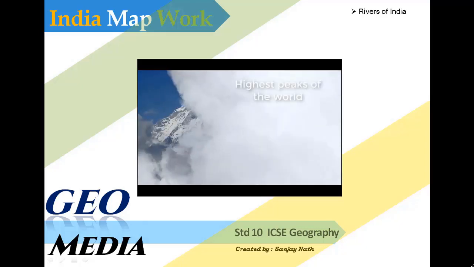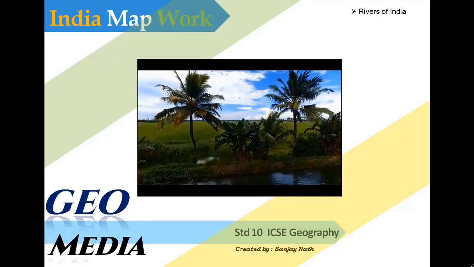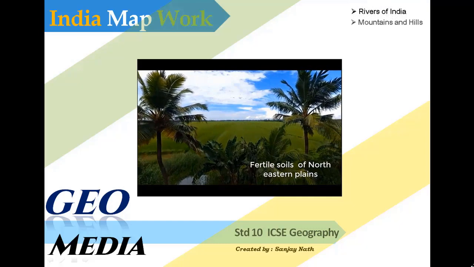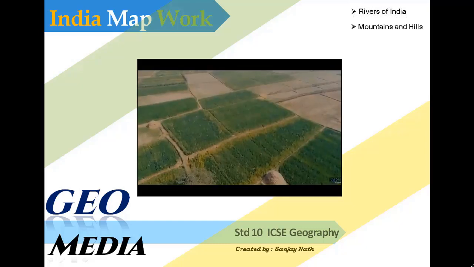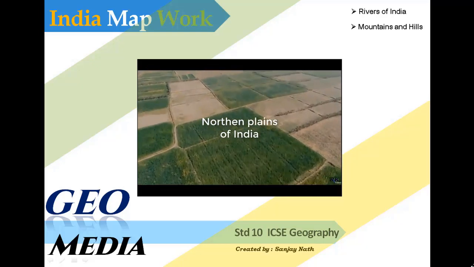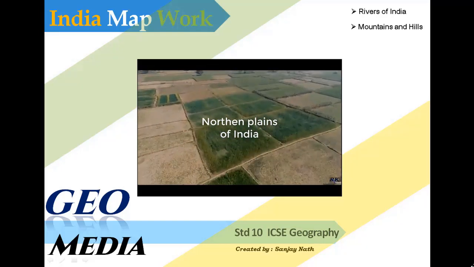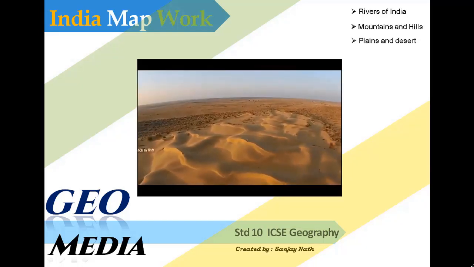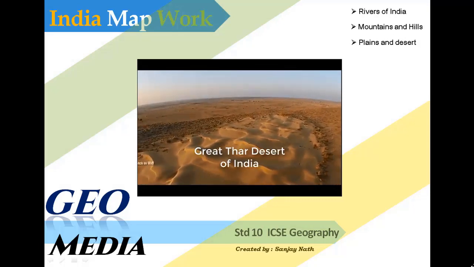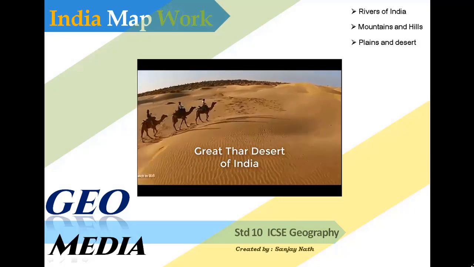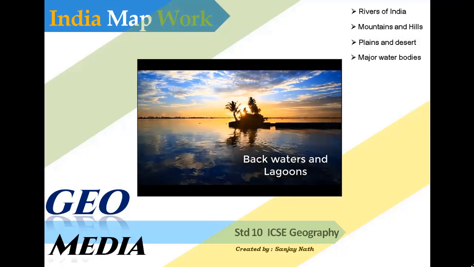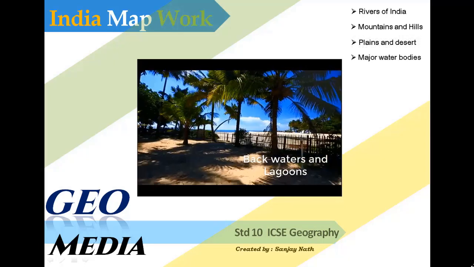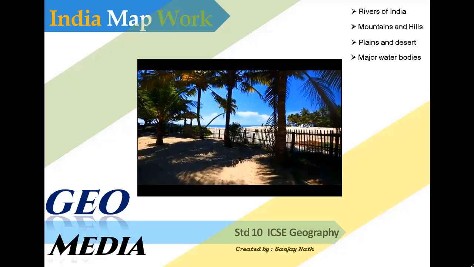Rivers of India. They are mainly divided into 3 broad drainage basins: Indus, Ganga and Brahmaputra, followed by the rivers of the Peninsular Plateau. Mountains and hills of India, divided into 3 regions: Himalayan, Central and Plateau region. Plains and desert of India, divided into 2 zones: Northern and Southern. We'll also see the major water bodies of India, that include inland and coastal India.